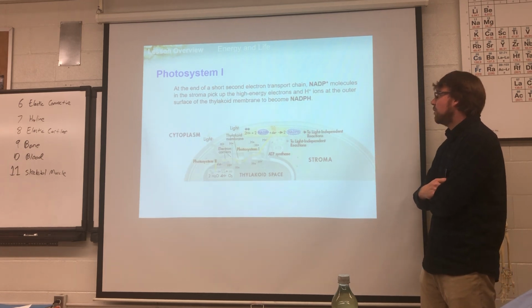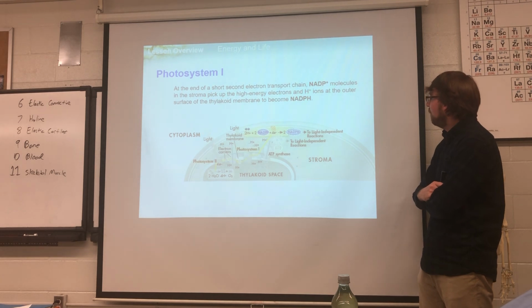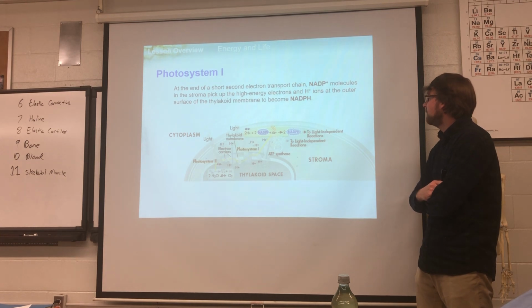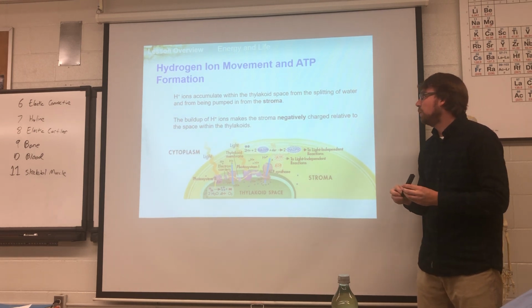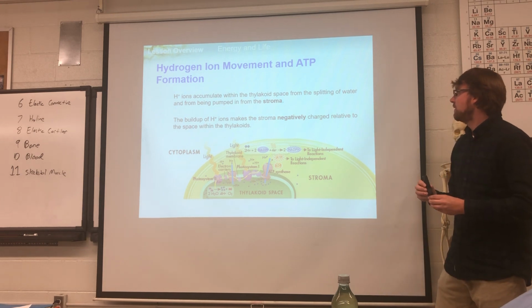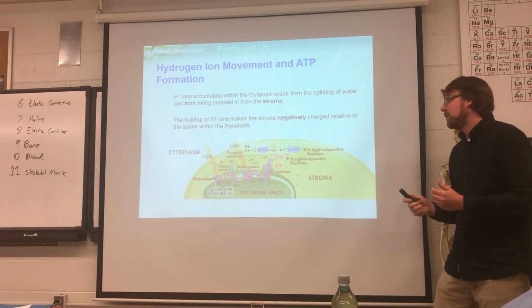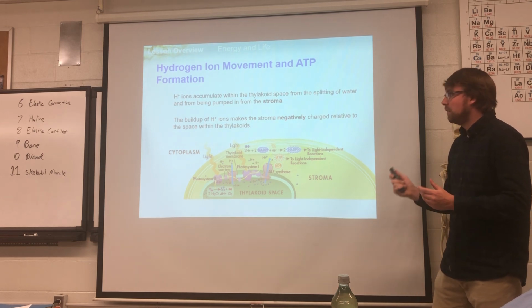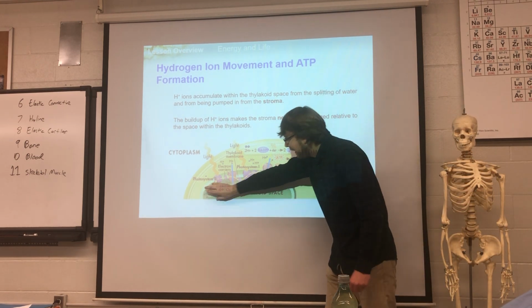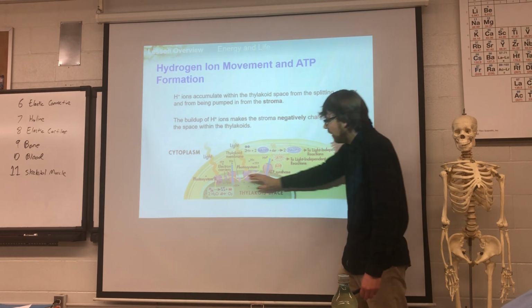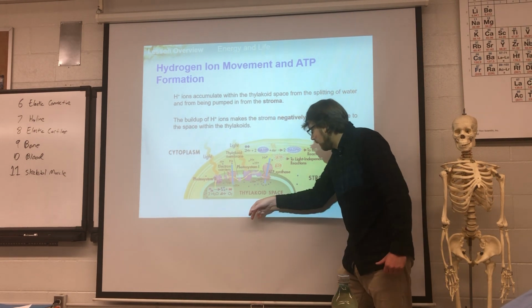At the end of a second short electron transport chain, NADP plus molecules in the stroma pick up high energy electrons and hydrogen ions at the outer surface of the thylakoid membrane to become NADPH. Hydrogen ions accumulate within the thylakoid space, from the splitting of water and from being pumped in from the stroma. The buildup of hydrogen ions makes the stroma negatively charged relative to the space within the thylakoids. So this thylakoid space ends up being highly positively charged. It has all of these H plus ions being pumped into it.